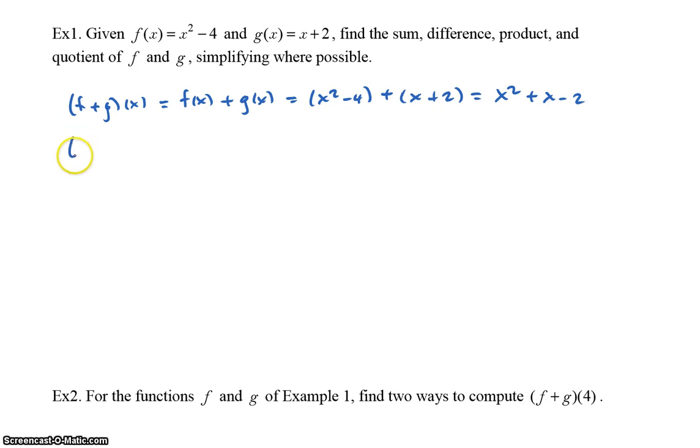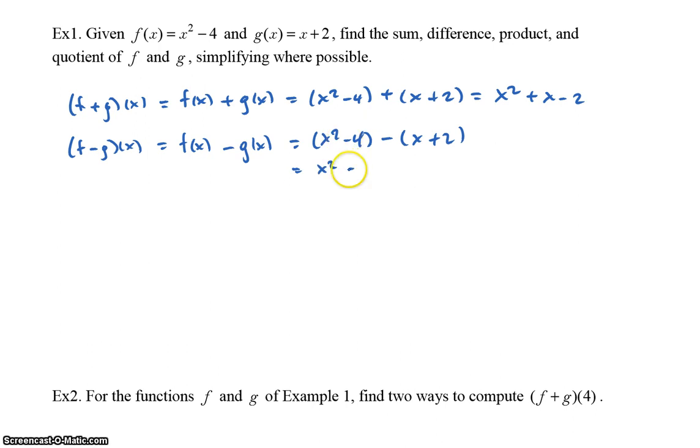Okay, the difference would be f minus g of x, defined as f of x minus g of x. Again, f of x is x squared minus 4. G of x is x plus 2. That has to be subtracted, so we want to use parentheses there. That is x squared minus 4 minus x minus 2, and that leads to x squared minus x minus 6.